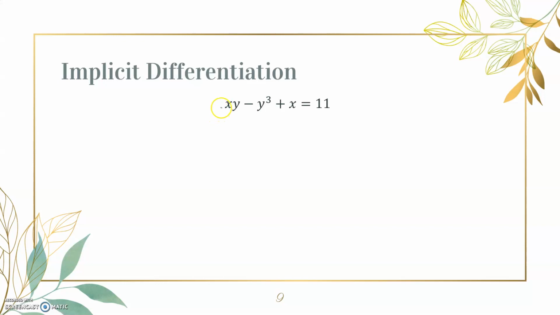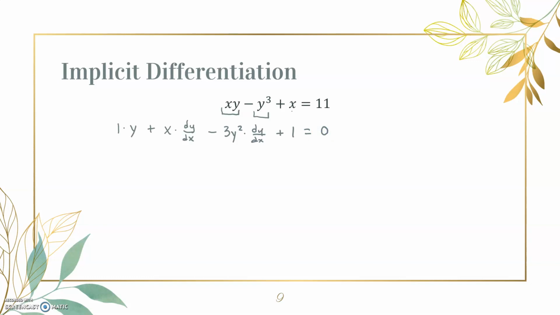So here's an example. This I'm going to treat like a product because it is x times the function y. So I'm going to take the derivative of x, leave y alone, and then I'm going to leave x alone and take the derivative of y. I'm going to treat this like a chain, so I'm going to do 3 times y squared, leaving the baby alone, and then times the derivative of y. Derivative of x I treat just normally, and then the derivative of 11 would be 0.